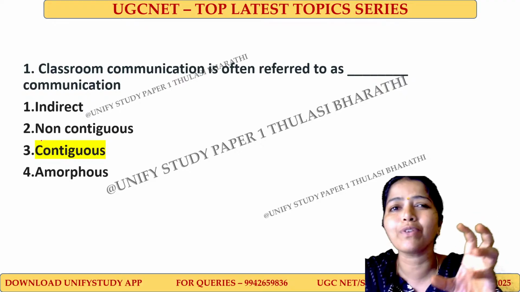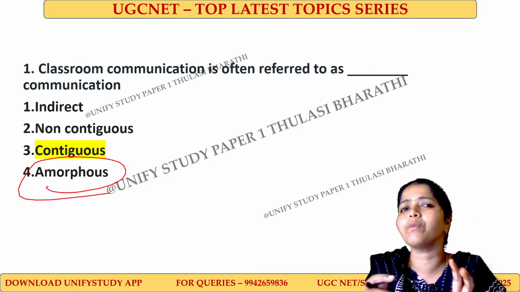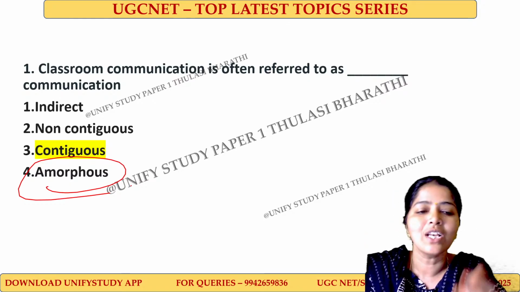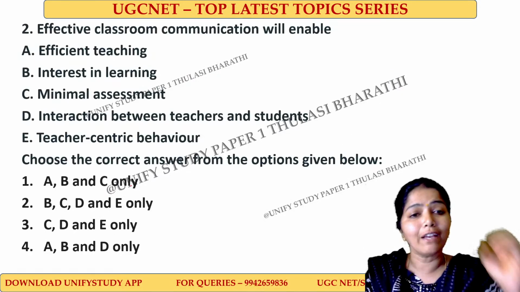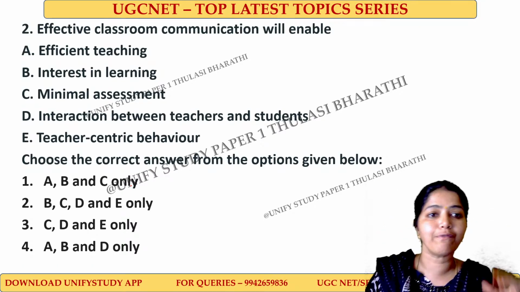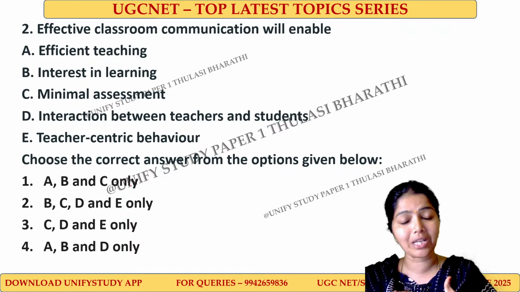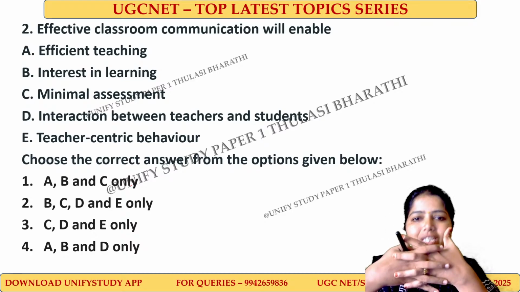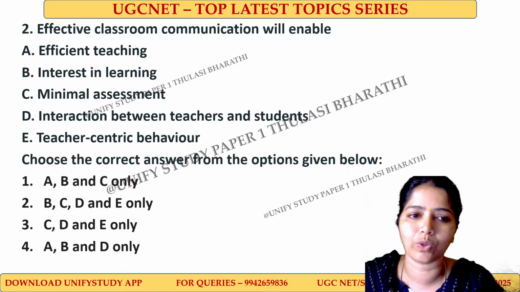What about amorphous? It is not clearly defined, that is the meaning. If a classroom communication is not very well defined then it is no use, right? So amorphous means not clearly defined. Next question on board. Effective classroom communication will enable what? Efficient teaching, interest in learning, minimal assessment, interaction between teacher and student, teacher-centric behavior. Simple elimination will get you the right answer.